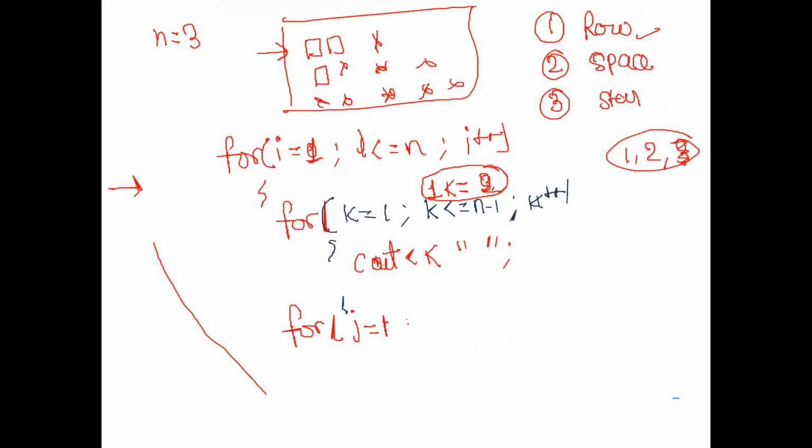So J loop starts from 1. It will run until which place? J will run until less than or equal to 2 into I. You will put 2 into I inside the bracket, then say minus 1, and it will run with J plus plus. So this loop's task is what? You have to decide. I already know my J loop's task is nothing but to print the star. So inside I will say Cout and star. Done. So here it will print the star.